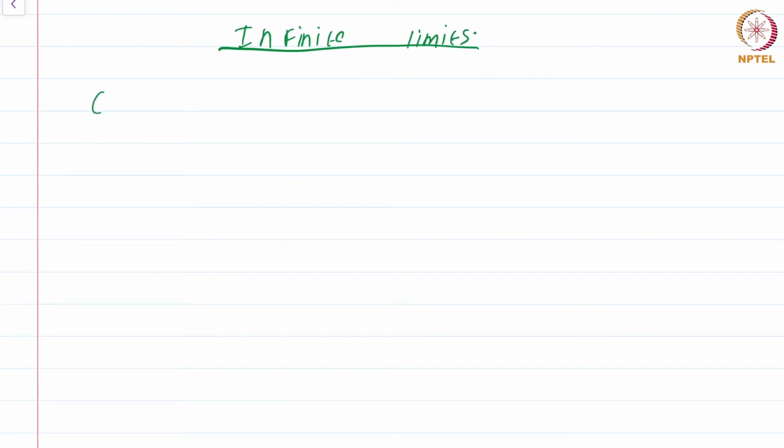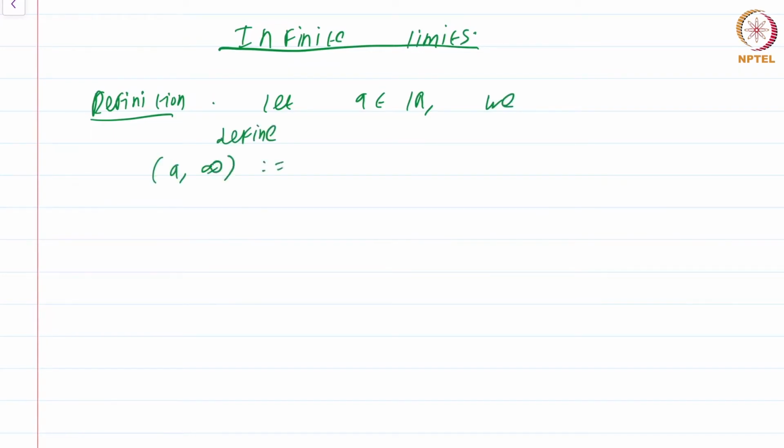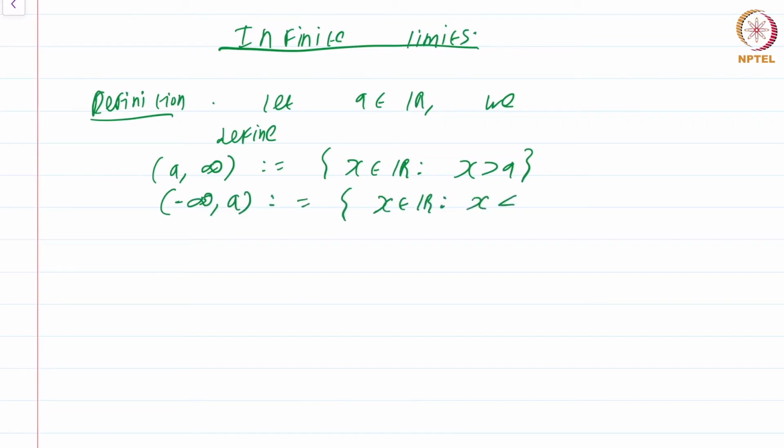Consider, so let's make a definition. Let a be a real number. We define open A infinity to be the set of all x in R such that x is greater than A. Then we define the interval minus infinity A to be, by definition, equal to x in R such that x is less than A. Okay.